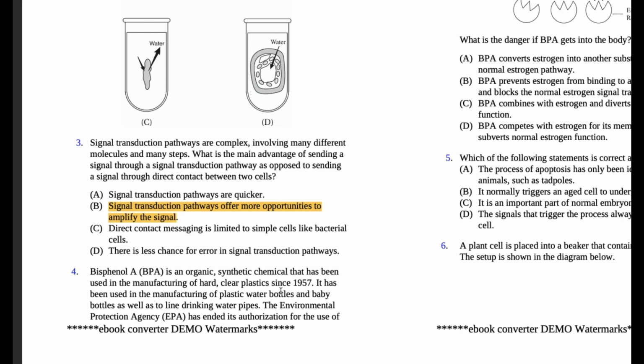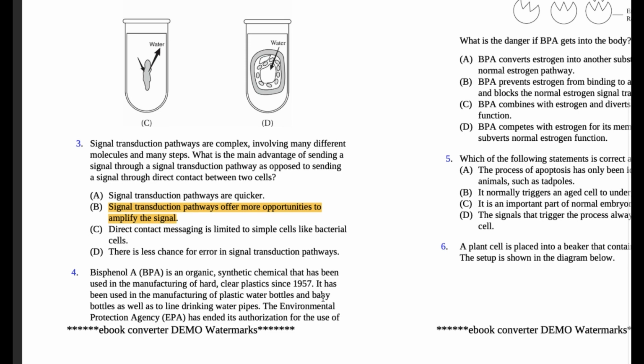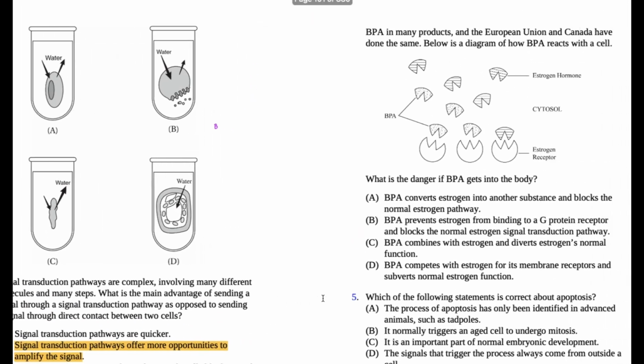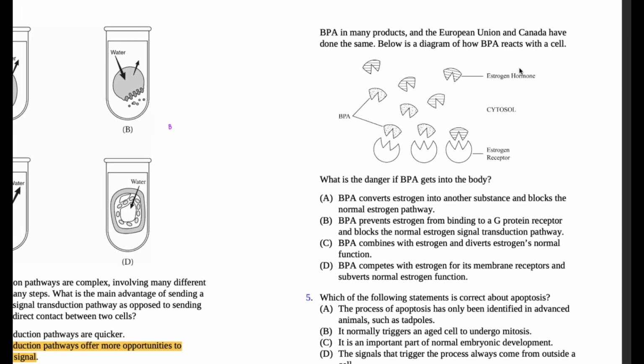water pipes. The EPA has ended iteration for the use of EPA in many products, and the European Union can error. This is the same.